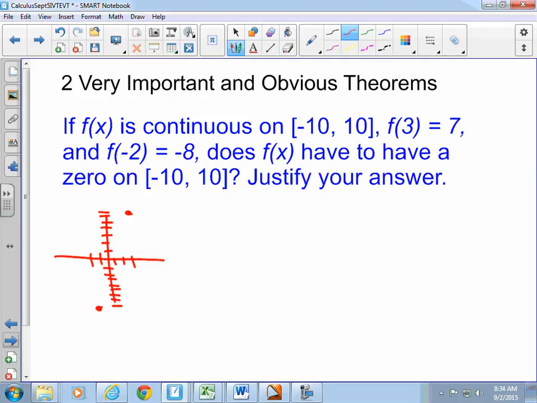But now I have to justify, that is the tough part. So, does f of x have to have a 0 on negative 10 to 10? I would recommend answering the question first. Again, if it's for the AP open response question, you probably get a point for saying yes. There is a 0 from negative 10 to 10. Justify. Well, what's the justification?